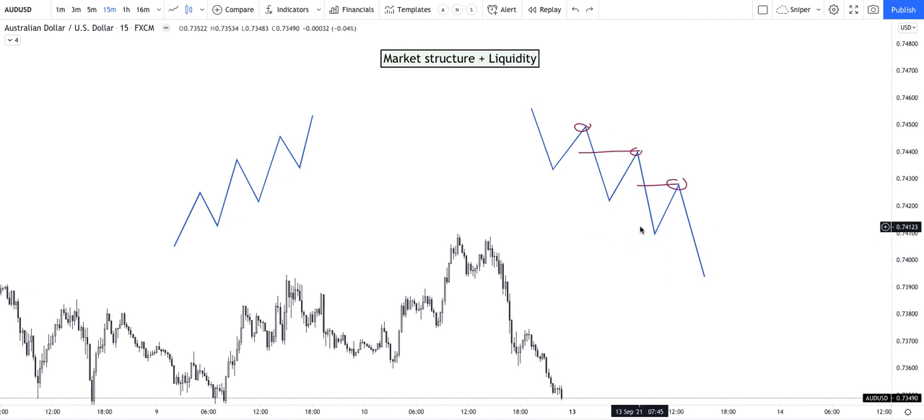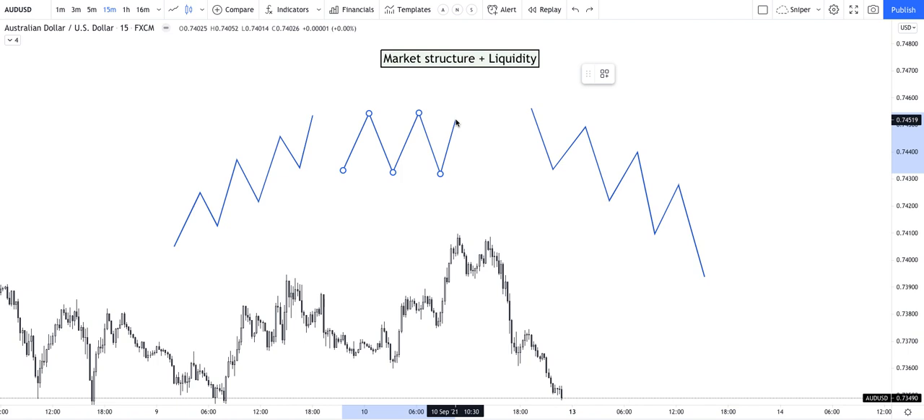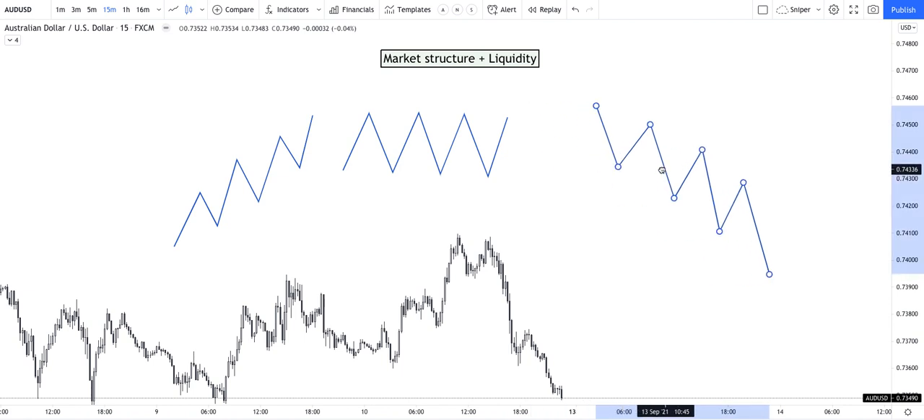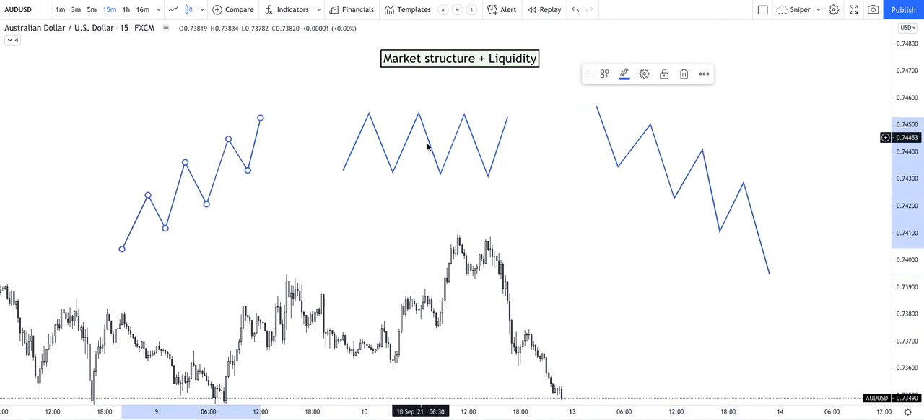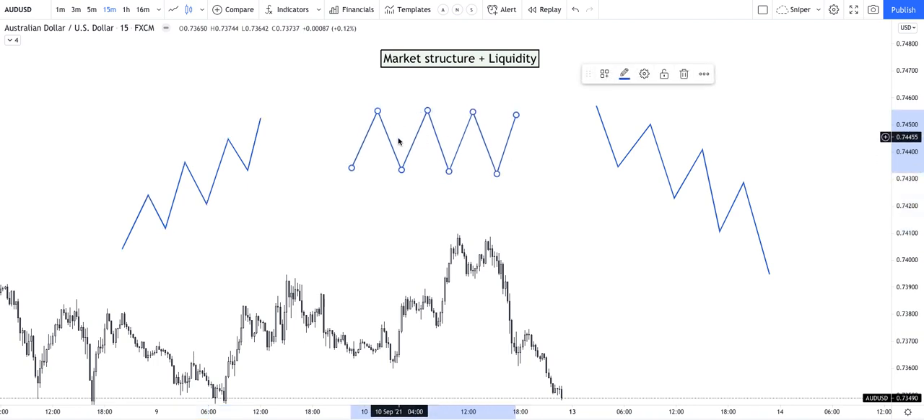Then the last one that we know is the ranging market, where price is just moving sideways. It's not making higher highs or higher lows. This can be a very good range to be trading within, and I often like trading this range, especially GU. That's a tip, because GU usually has big ranges, and there's a lot that you can take in this range. But there are different ways to trade each of these market conditions.